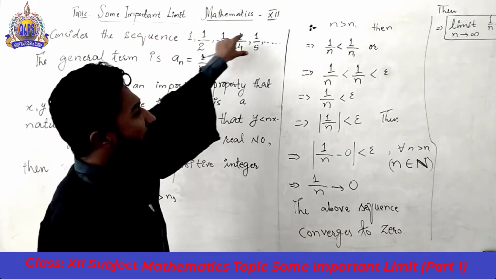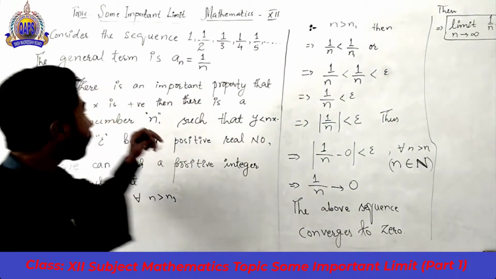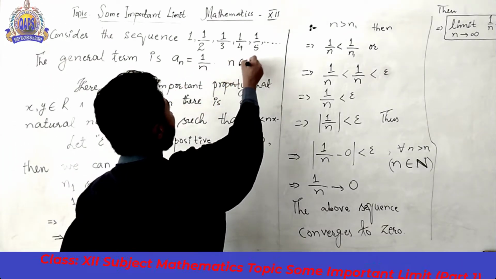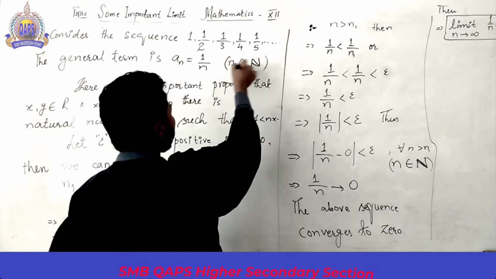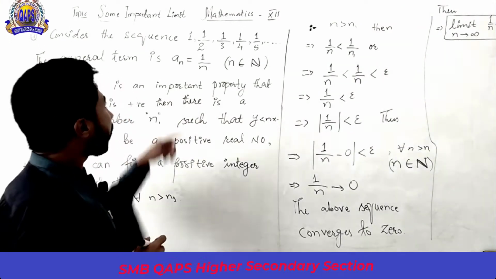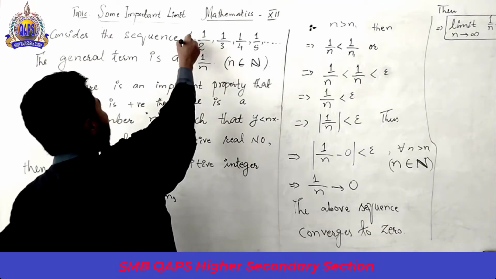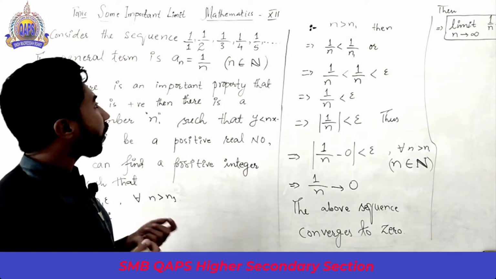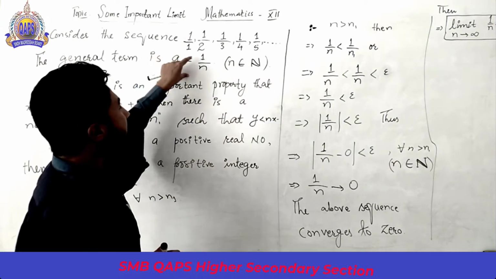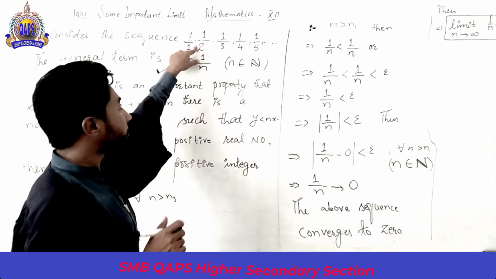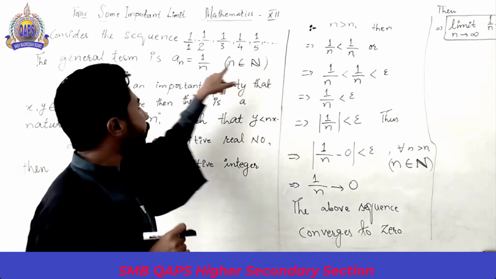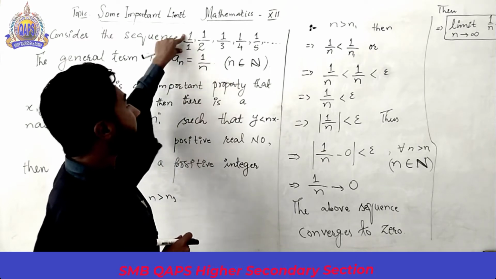This sequence shows the general term a_n equals 1 upon n, because n belongs to the natural numbers. In a sequence, n always belongs to the natural numbers. Is this general term satisfying this sequence or not? First we take the natural numbers starting from 1. If we put n equals 1, then 1 upon 1 represents 1.